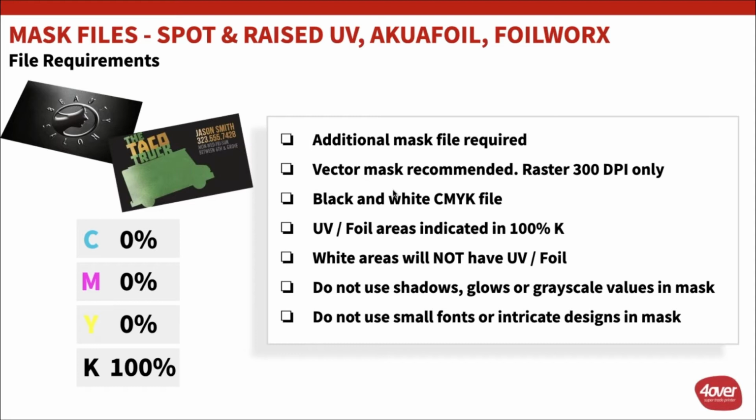So when you're submitting this order, you're going to be giving us a full color file and then a mask file that is black and white. That mask file will indicate where you want the raised UV, the foil, or the extra service that you're asking for. That's where you're going to indicate it. The black area on that mask file indicates where you want the foil, raised UV, or spot UV. That black color needs to be 100% K in your CMYK file, and all the white areas will not have UV or foil.